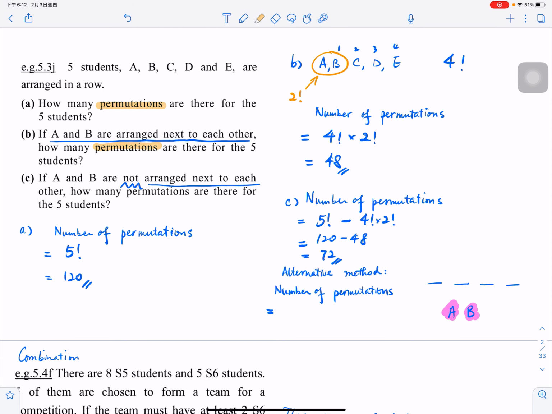Okay. Besides this method, I want you to have a look at the alternate method. This method is quite easy to understand. So let's have a look.